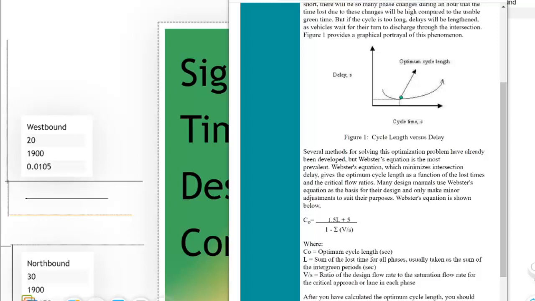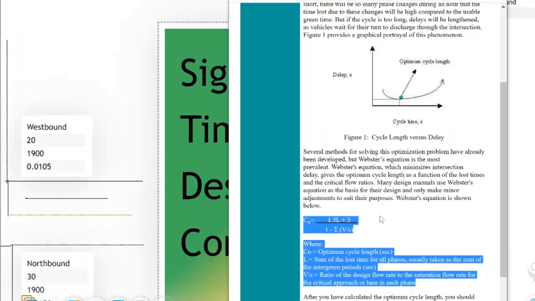And you're trying to optimize the greens for each of the directions so that you will get the best performance at that traffic intersection. So to determine this, you have to find the volumes of each of the directions and the capacity of those directions, and then find the lost time that you're expecting. And you can do this equation and figure out what the cycle length would be.